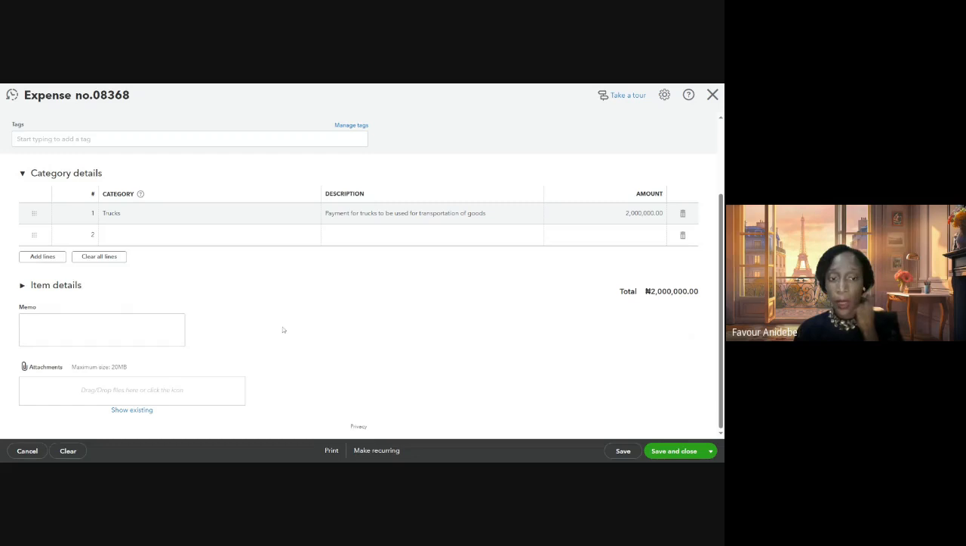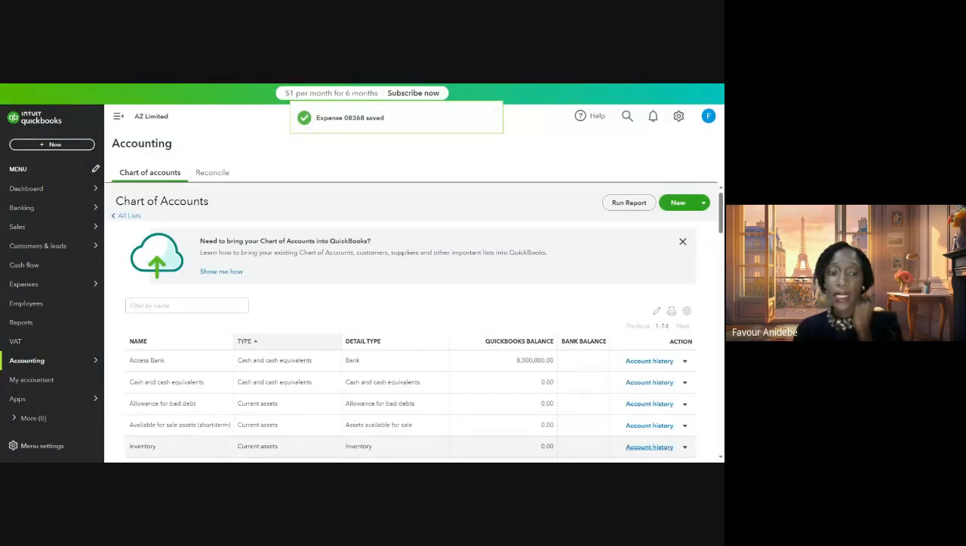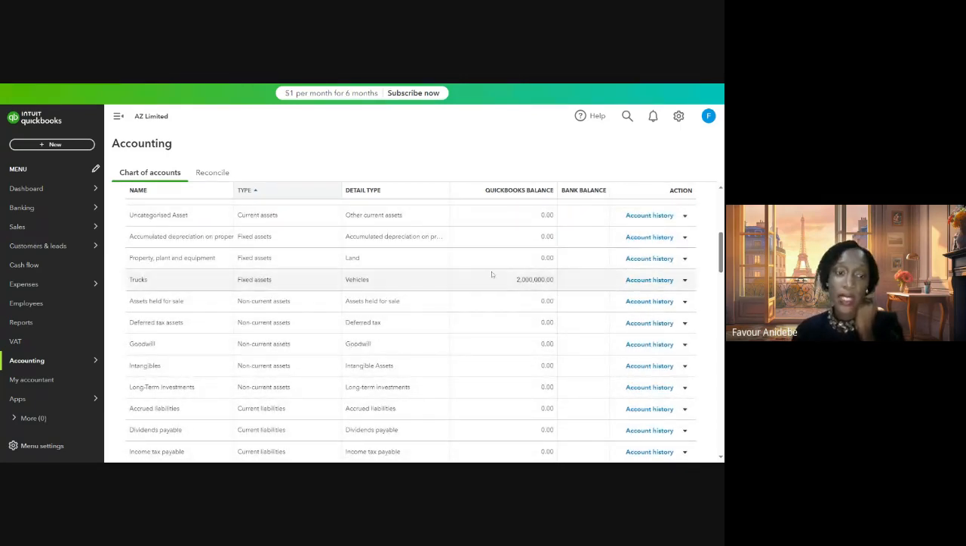Then that's it. If you have any attachment, you can add it. If there's something you want to write, for example, please note that this payment has been made, just put it here. Then click on save and close. So you can see our Access Bank account reduced by 2 million. It's no longer 10 million naira, it's now 8 million. Then you can see money has entered into our trucks account. Are you seeing how simple it is?